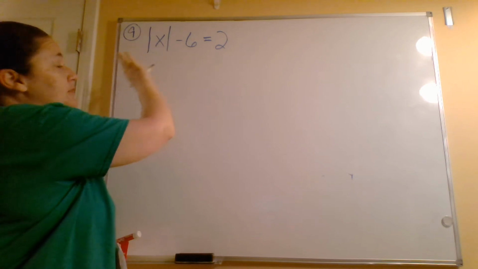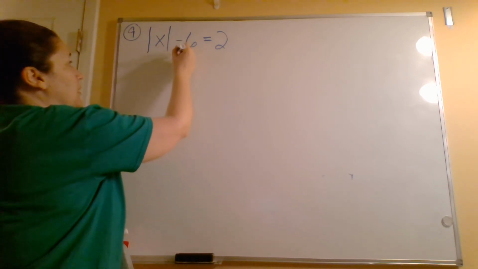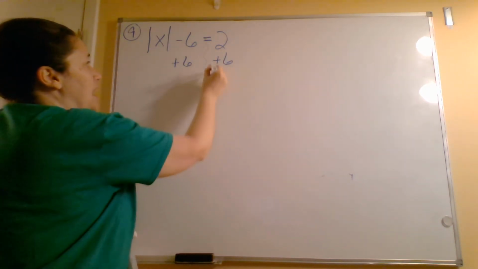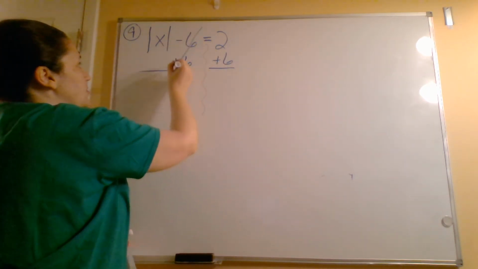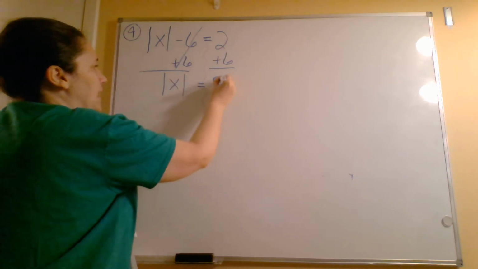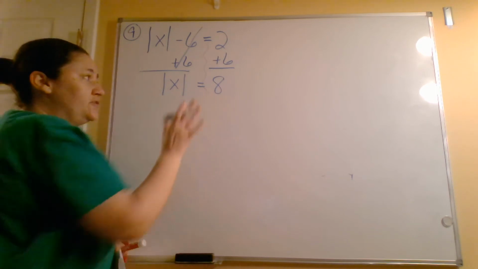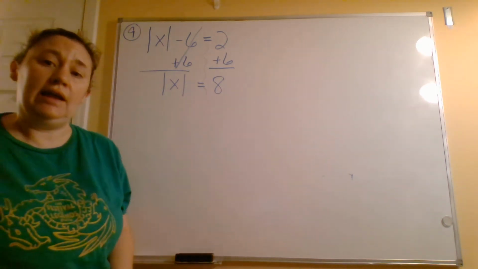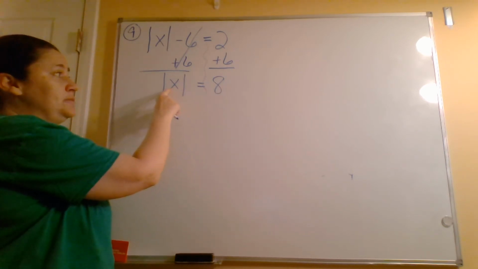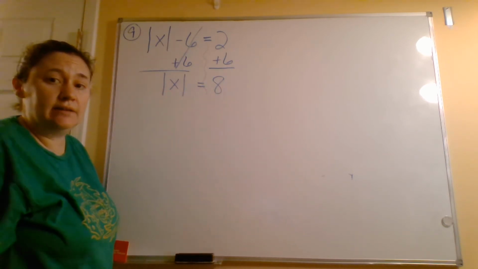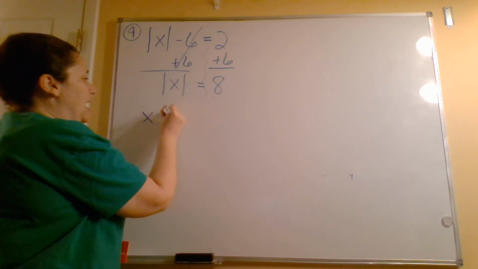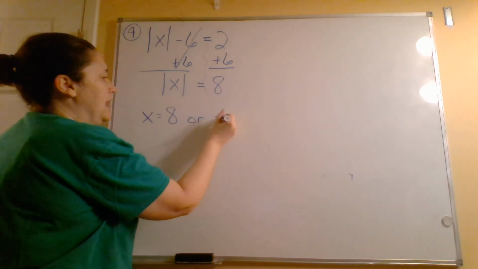First, we have to get rid of everything outside of the absolute value. They're subtracting 6, so we're going to have to add 6 to both sides of this equation. The 6's cross off. I have absolute value of x equals 8. Some of you got this far and you just said that the answer is 8, but you forgot there's another number you could put here where if you take the absolute value of it, it gives you a positive 8, and that's negative 8. So x can be equal to 8 or negative 8.